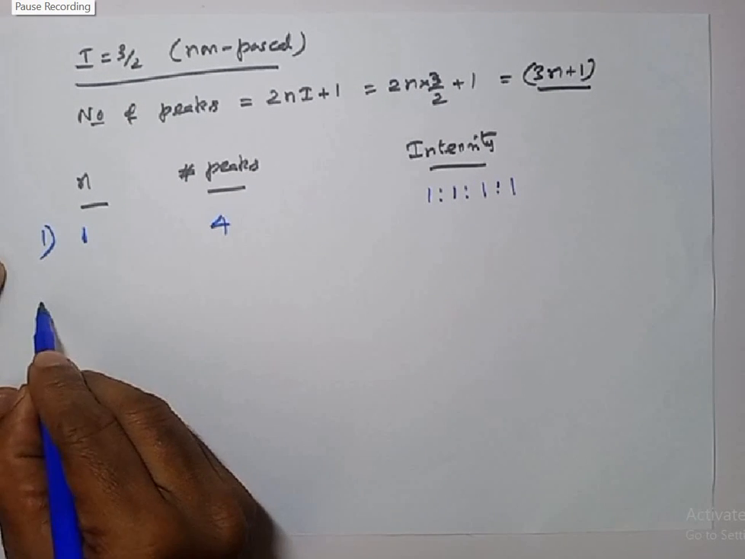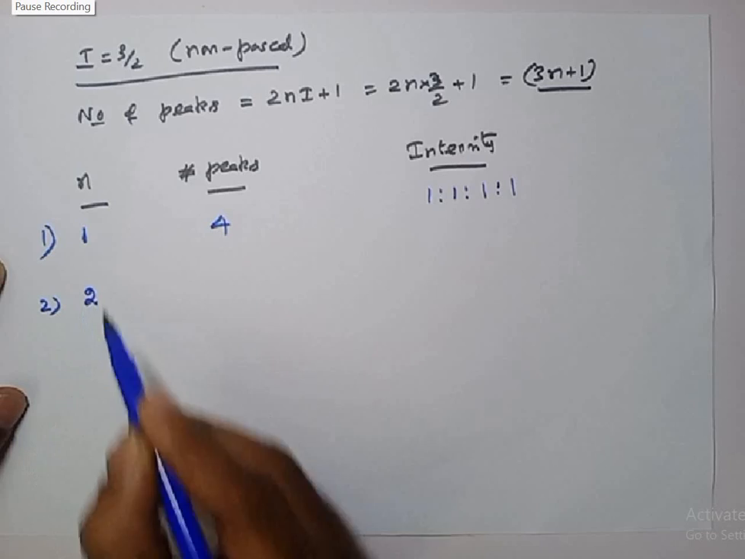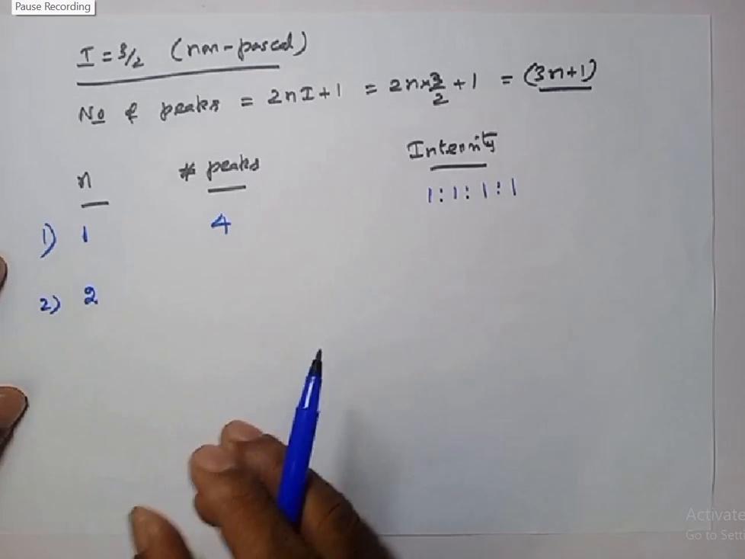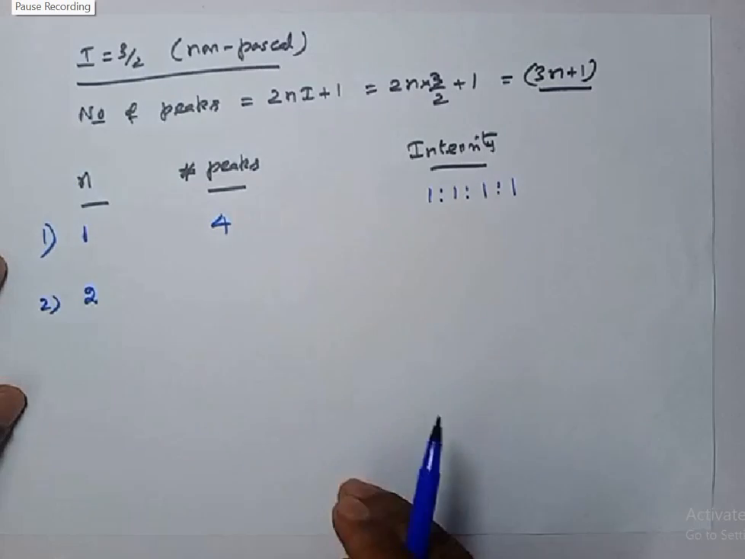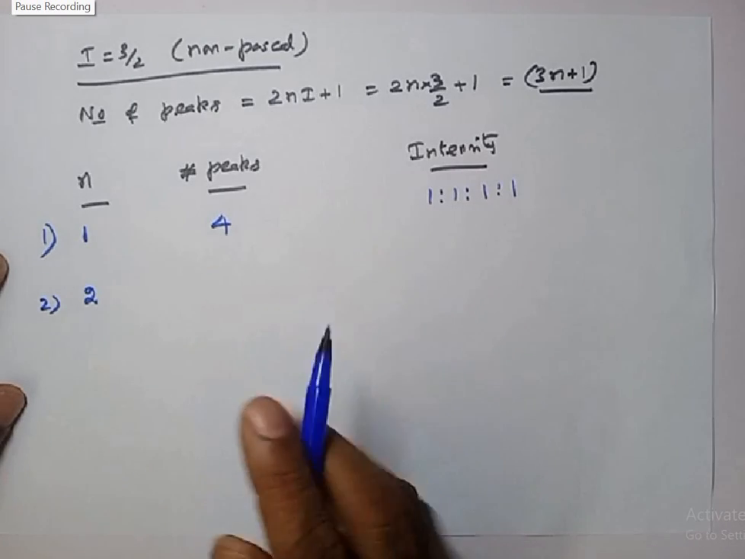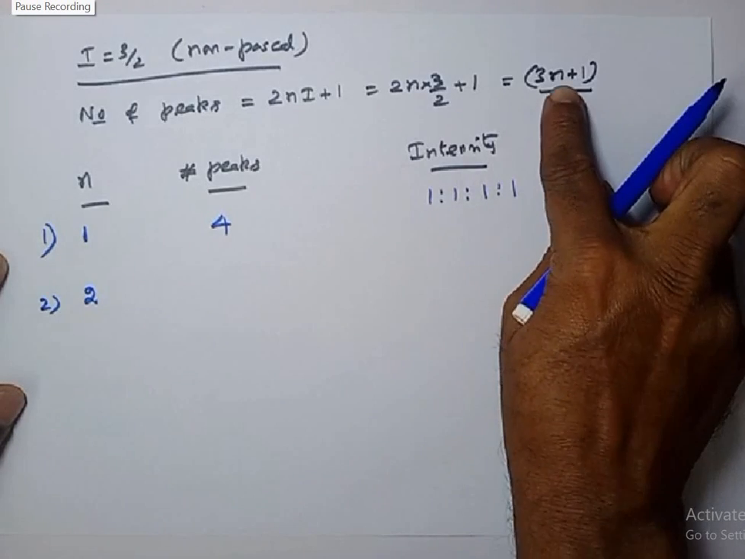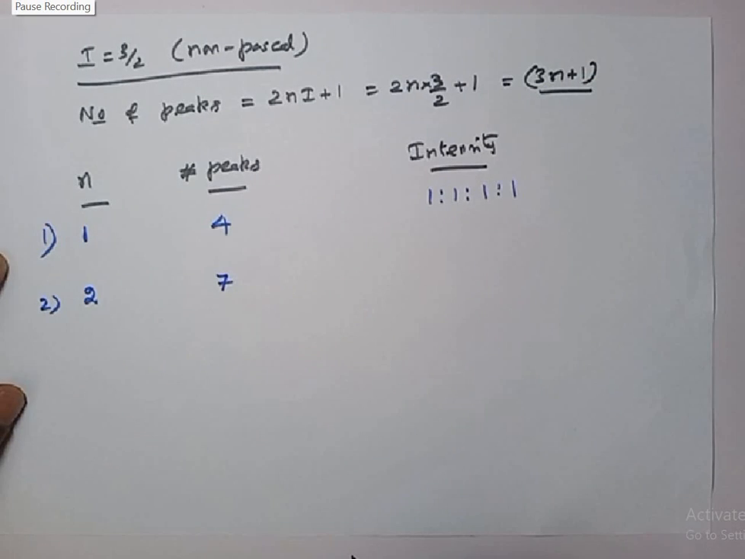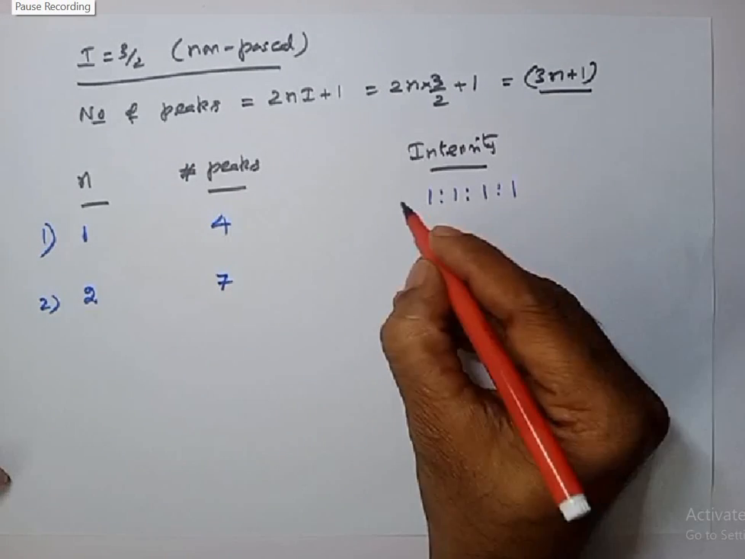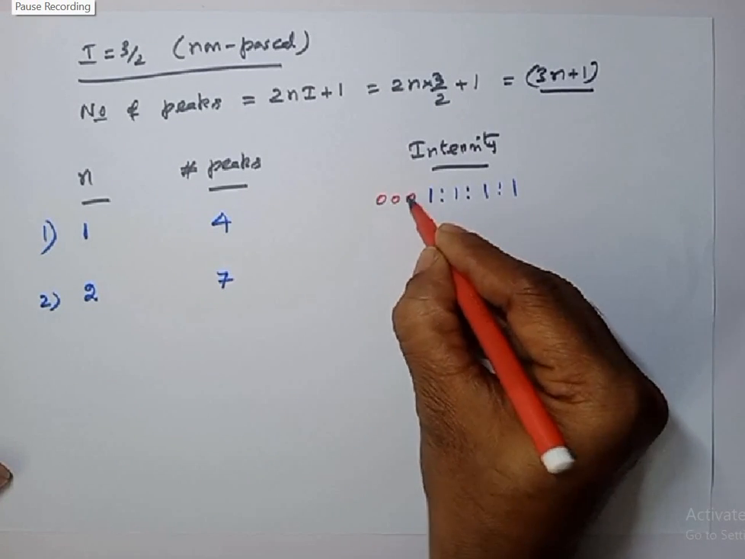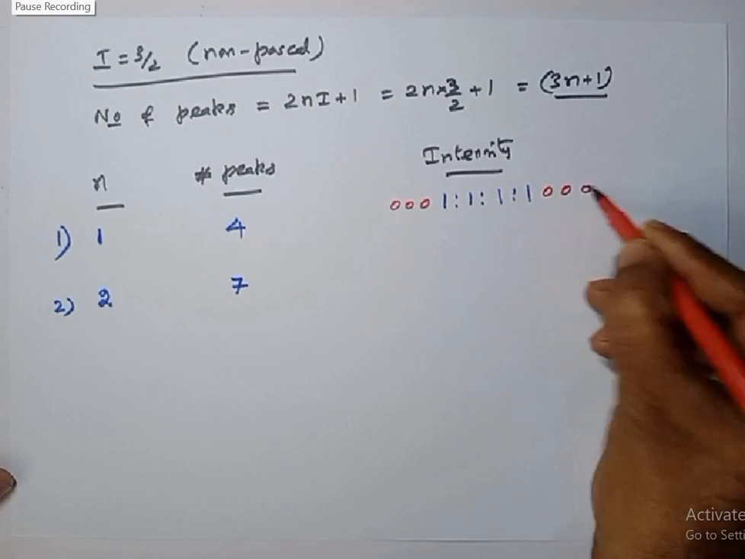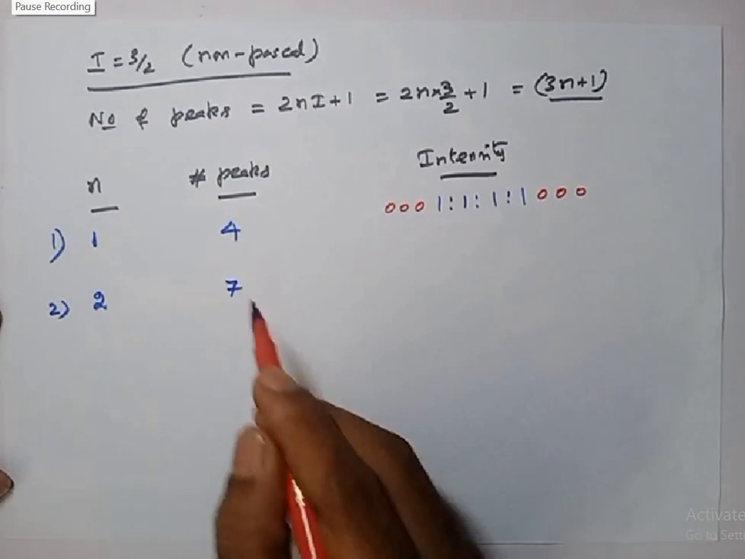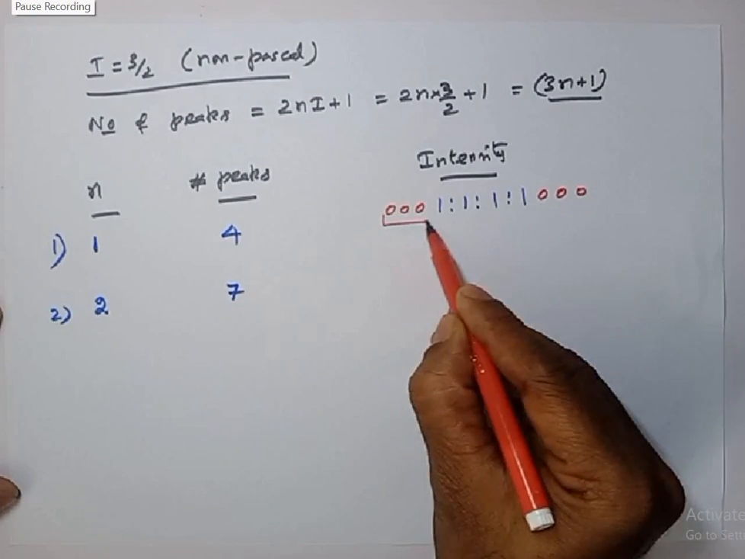Okay, then number 2, suppose I have two of the same nuclei having I equal to 3 by 2 on the adjacent carbon, what will happen? Number of peaks, n is 2 here, 3 into 2, 6, 6 plus 1, I'll get 7 peaks. What is the intensity ratio? What to do? Add 3 zeros on both sides, 1, 2, 3 zeros, 1, 2, 3 zeros. Add 4 numbers. First 4 numbers.